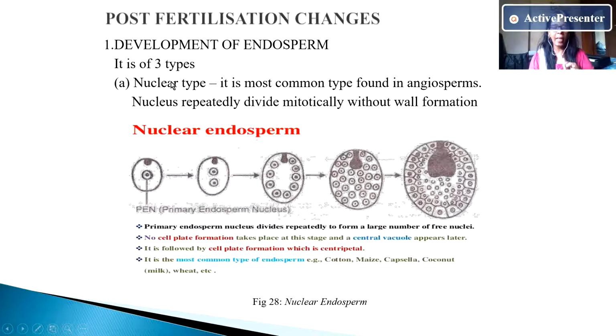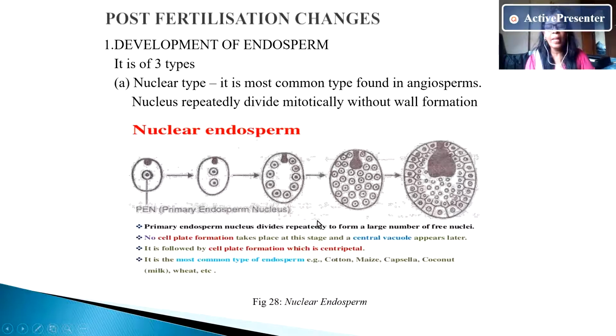These are the three types of endosperm formation. First one is the nuclear type. It is the most common type found in angiosperms. The nucleus repeatedly divides mitotically without wall formation. Here in nuclear endosperm you see the primary endosperm nucleus. After the fusion of the second male gamete with the secondary nucleus, this primary endosperm nucleus undergoes continuous mitotic division and forms free nuclei without any cell formation. This is known as nuclear endosperm. Finally endosperm will form. Here the embryo formation takes place.